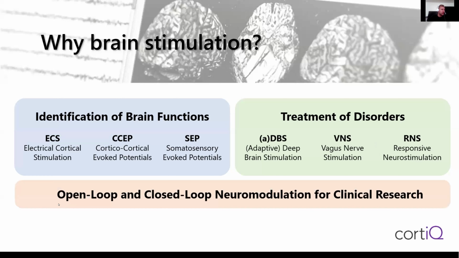So all of that can be classified or categorized into open and closed loop neuromodulation applications. And in the first session today, we will mainly focus on the open loop electrical cortical stimulation and the CCEPs. And later on today, you will see also a lot of applications for closed loop neuromodulation and so on.